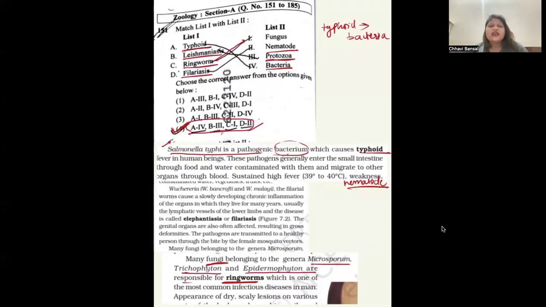Is it clear? In the paper, you do not always have to check all the options. I know it is necessary to check, but if all the options have different answers, it means even if you know just one option, you can easily attempt the question. Clear? So this is really important.